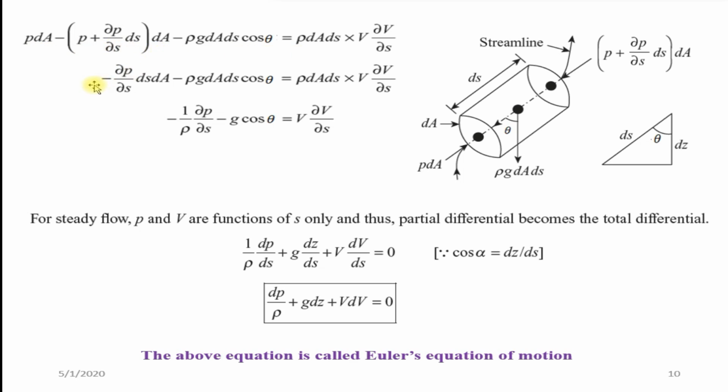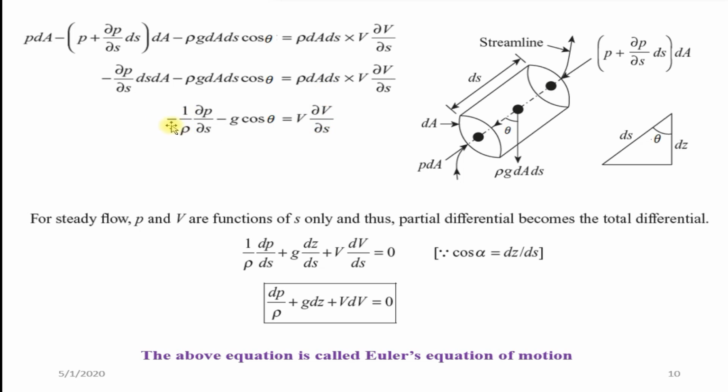P dA gets cancelled. Remaining is minus dou P by dou S into ds dA minus rho G dA ds cos theta, and the right hand side remains the same. So dA ds into rho is common, that is, by dividing throughout by rho into dA ds, you will get minus 1 by rho dou P by dou S minus G into cos theta is equal to V into dou V by dou S.